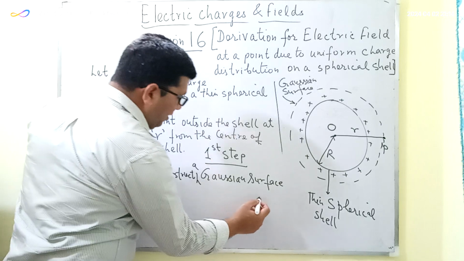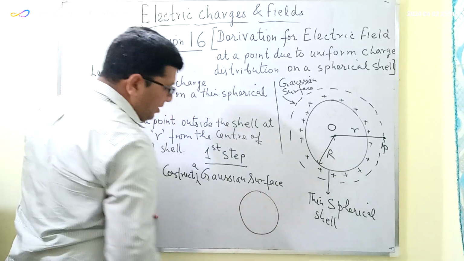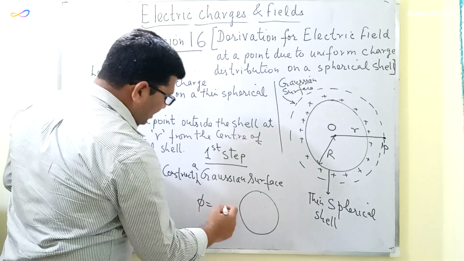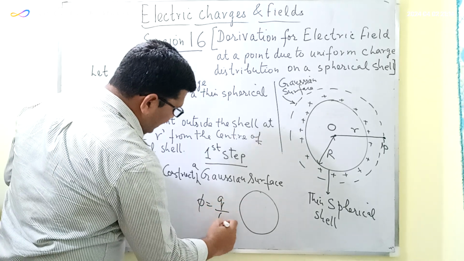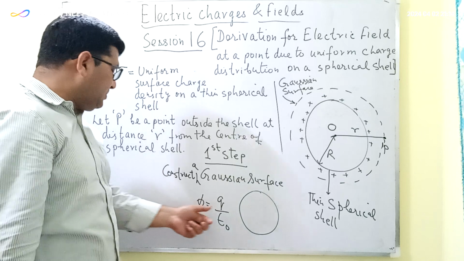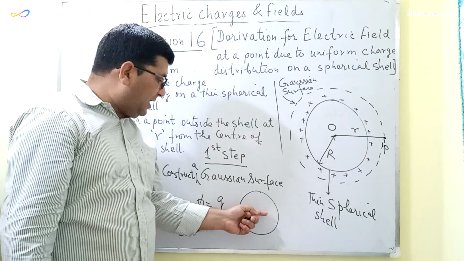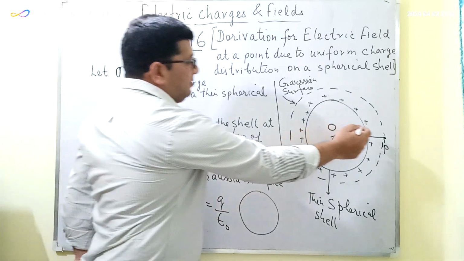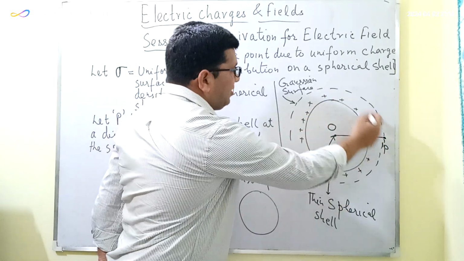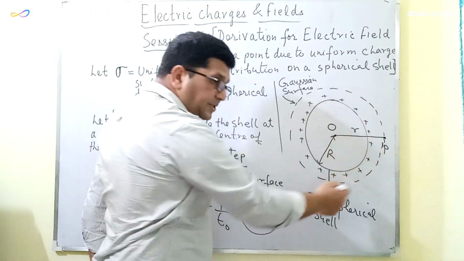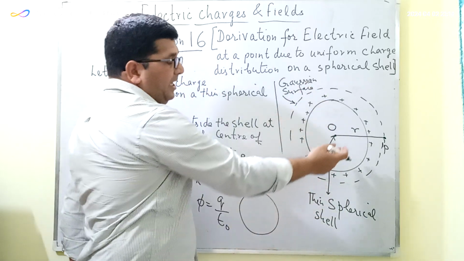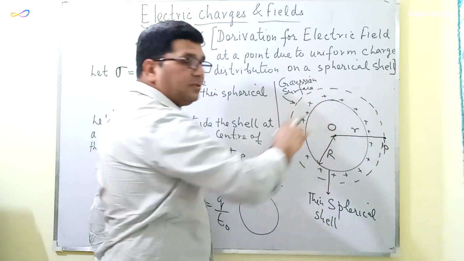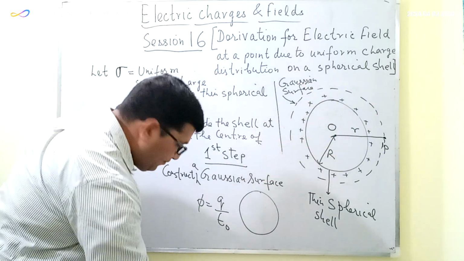Now I will be using the Gauss law. As per the Gauss law, the flux through a closed surface is equal to Q upon epsilon naught, where Q is the total amount of charge which is enclosed by that closed surface. So here this Gaussian surface is the closed surface, and I have to find the total amount of charge which is enclosed by this Gaussian surface.